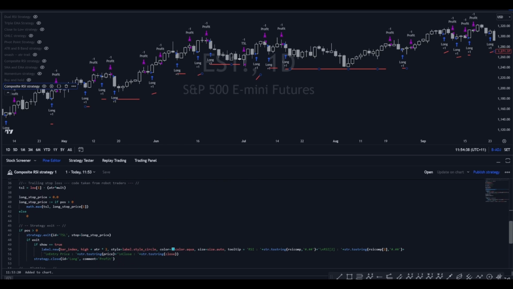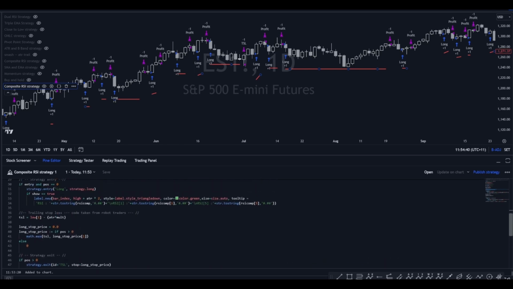It's all right here. I will just point out one thing, that the code I got for the trailing stop loss I took from a lovely South African chap named Robot Traders. It was just a nice elegant script, so I just used his template because it worked quite well.